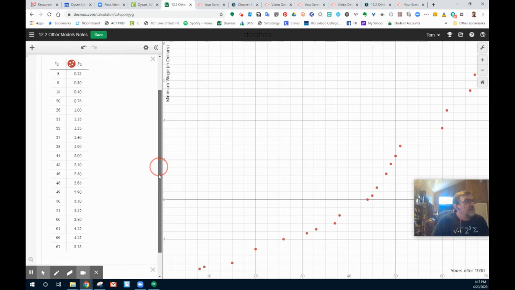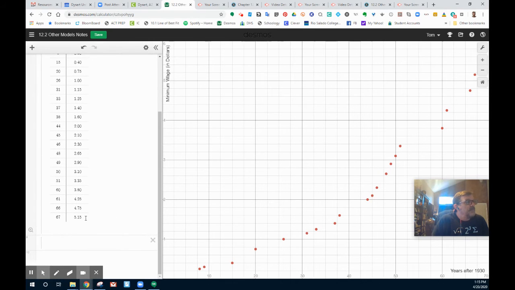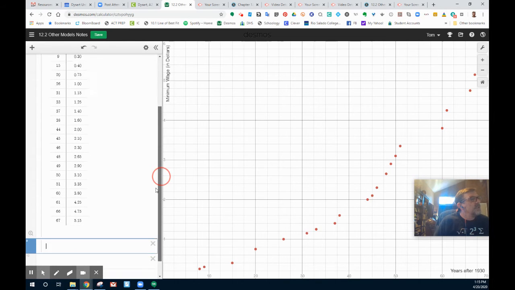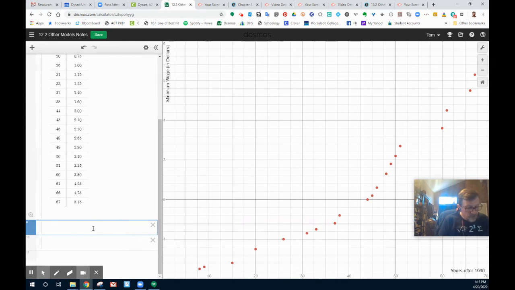So go to the end of your data. Make sure it's not highlighted. Hit enter once, it stays in table, enter twice, and now you're still within the folder if you made a folder. So let's see, I think this was Y3. Indeed it was. So the model Y sub 3, if you just type 3, that's all it does.